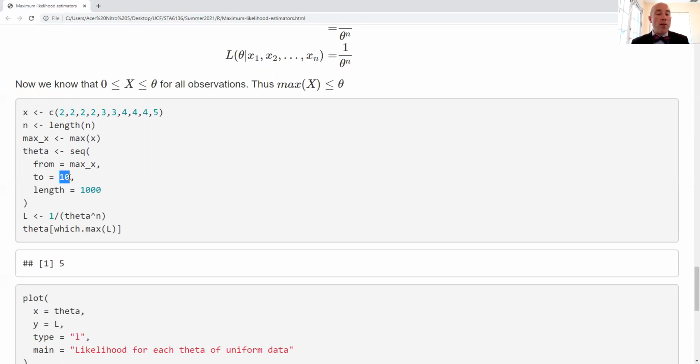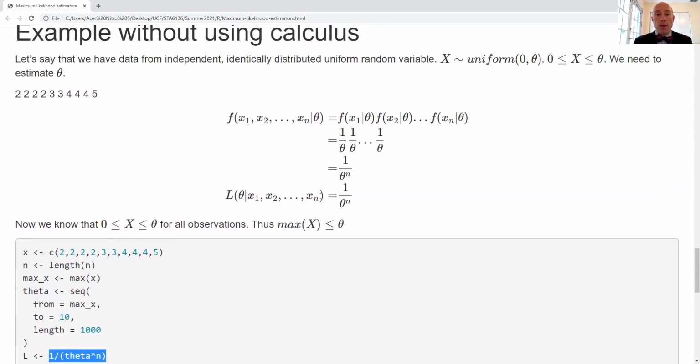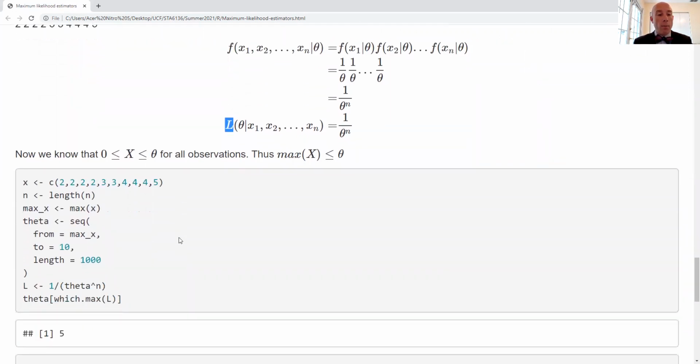And I'm going to go out to some value that seems big enough that this isn't really an issue. All of the data goes from 2 to 5, so I'm trying to find a number that I know will always be greater than the values in the data. 10 seems big enough. And I picked 1,000 as the length just because 1,000 seems like enough. So L is equal to 1 divided by theta to the power of n. That's from my maximum likelihood calculation a moment ago, from up here. So this part gives me my L when I plug in the theta.